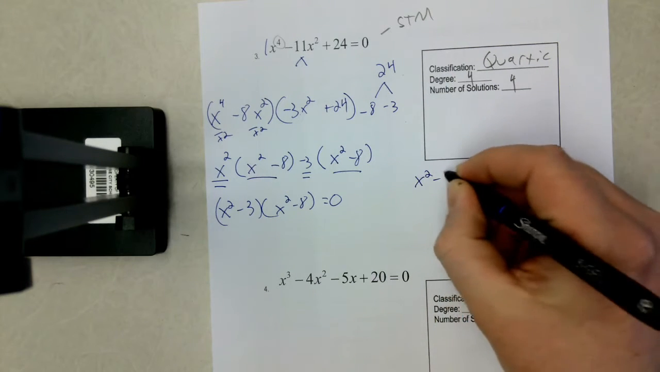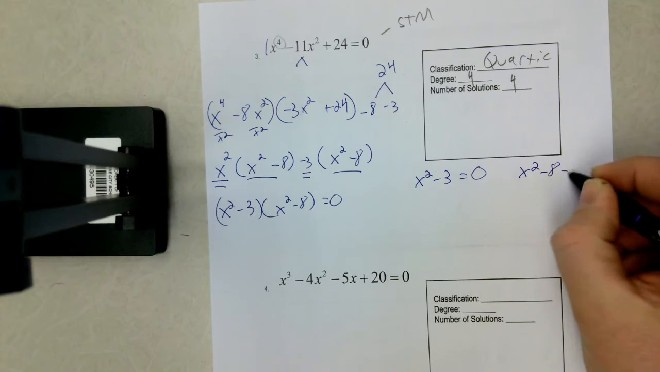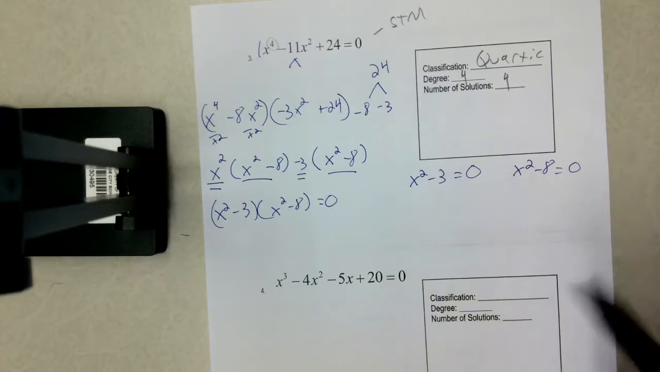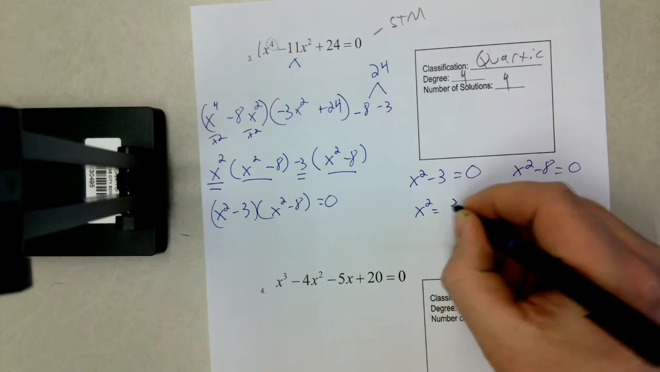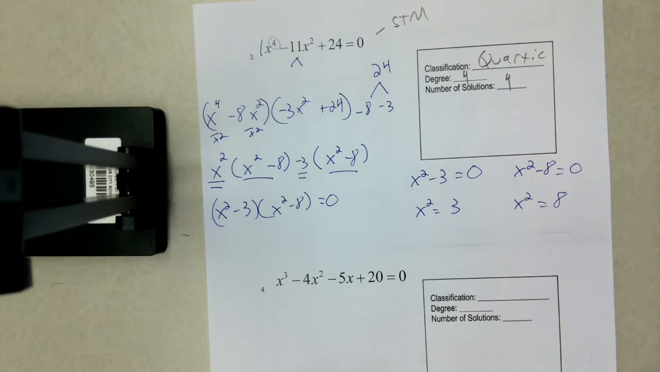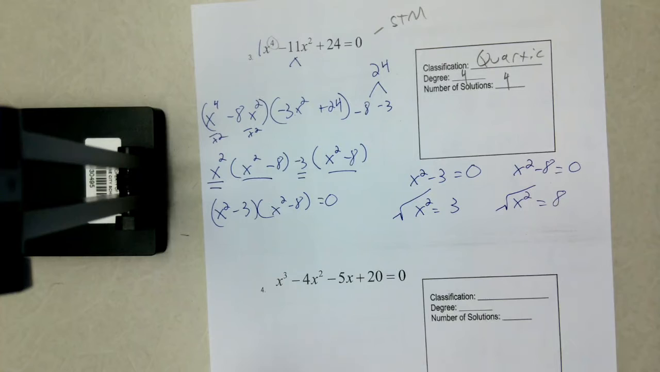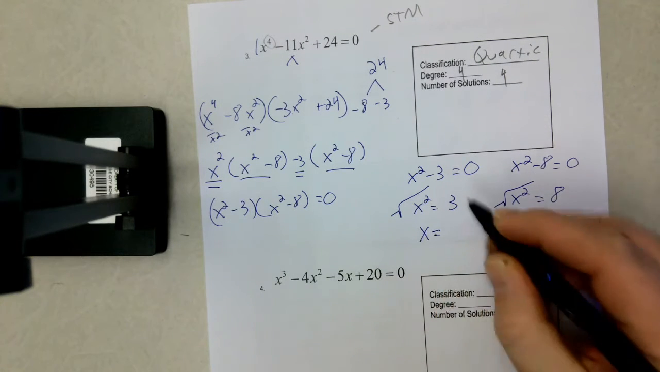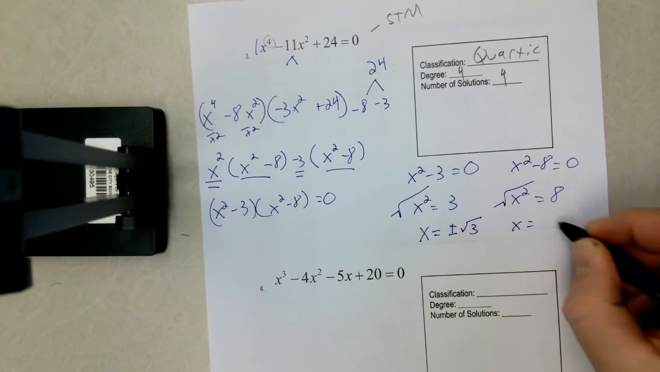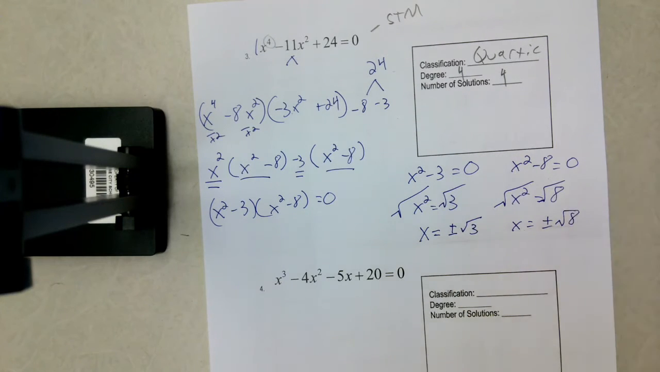Now I set each of these equal to 0, and then I solve. Add 3 to both sides, add 8 to both sides. I get x squared equals 3, x squared equals 8. Taking the square root of both sides, because we've got to get rid of that square, and we're going to have our 4 solutions. X equals plus or minus root 3, x equals plus or minus root 8.